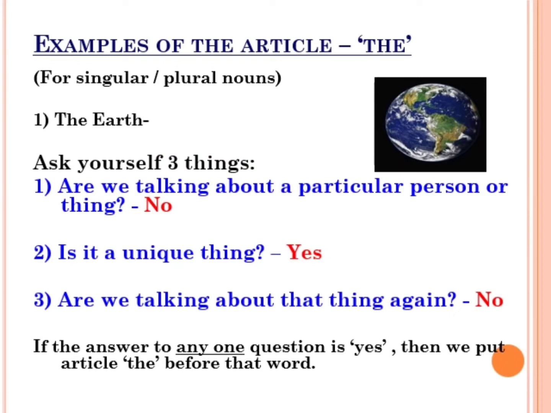Moving further, let's see the examples of article the. The earth. Now, students, you know what to do. Start asking. Number one, are we talking about a particular person or thing? No. Second, is it a unique thing? Means, there is no other thing like this. Yes. Three, are we talking about that thing again? No. But here we have to see that if any one answer is yes, then we have to put article the.